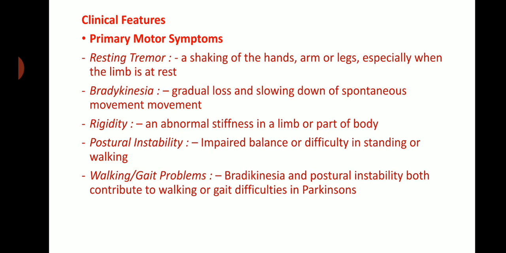Resting tremor, which is shaking of the hands, arms, or legs, especially when the limb is at rest. Next is bradykinesia, gradual loss and slowing down of spontaneous movement. Rigidity, abnormal stiffness in a limb or part of the body. Postural instability, impaired balance or difficulties in standing and walking, gait and walking problems. Bradykinesia and postural instability both contribute to the walking and gait problems.